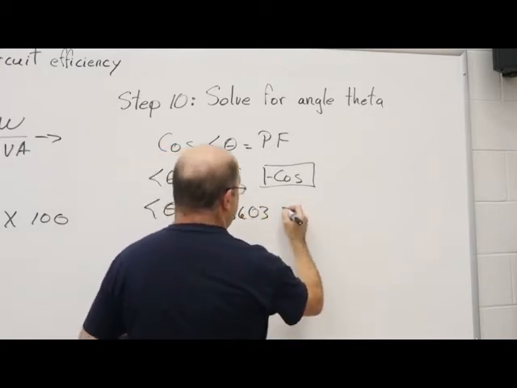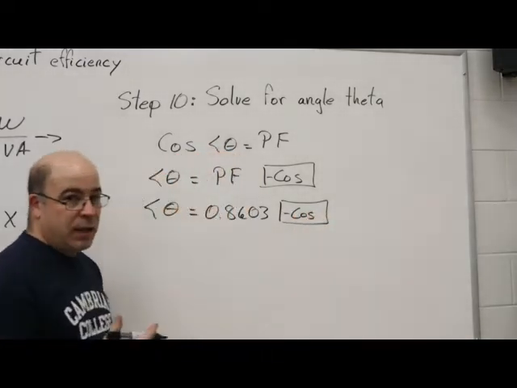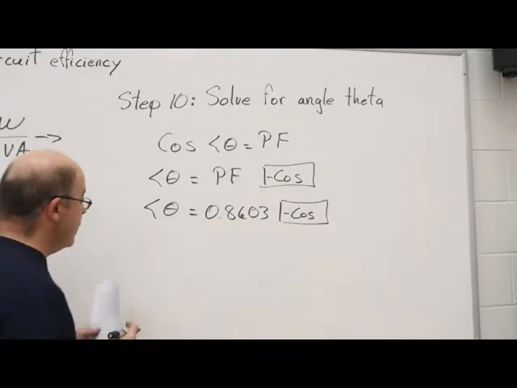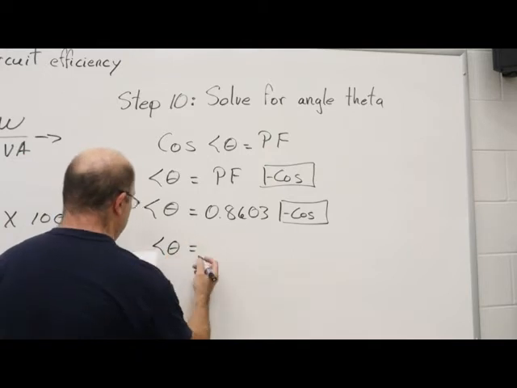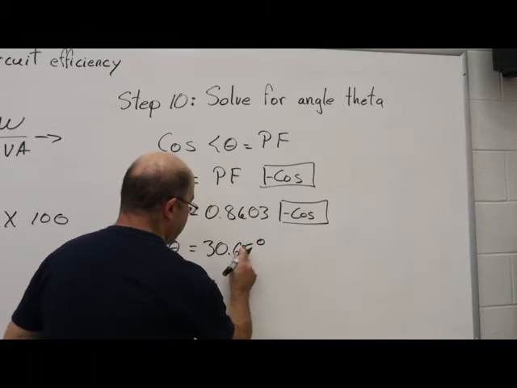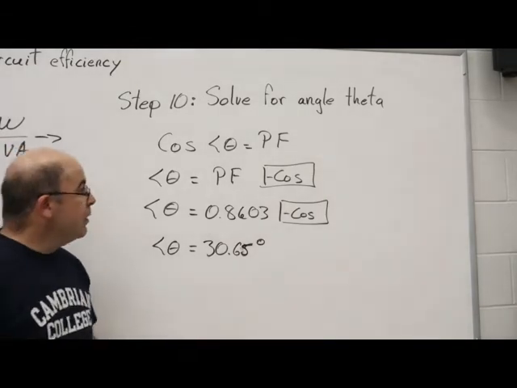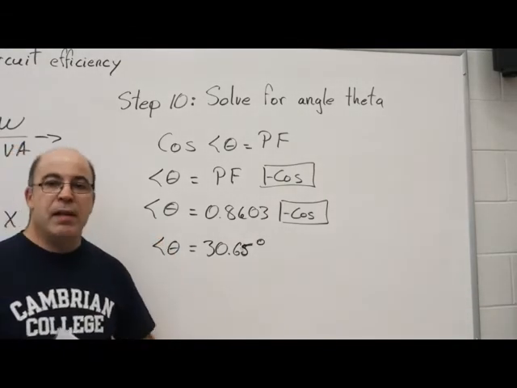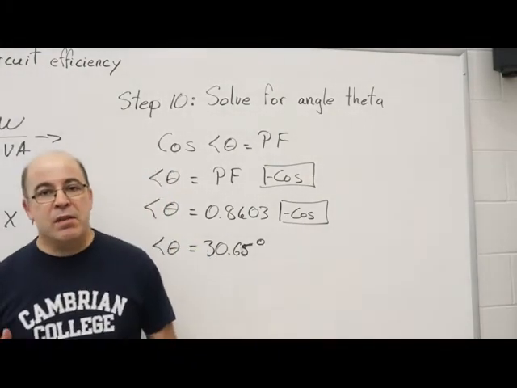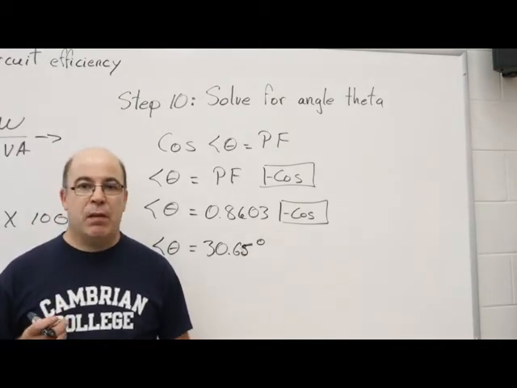0.8603, and then as an operation in a calculator, all I would do is just put the negative cosine function, and angle theta as a result will be 30.65, sorry, 65 degrees. So I calculated everything. The only thing that remains now is to just put this into our chart, and then we're going to move on to explaining what is the voltage and current relationship when we have an RC parallel circuit.